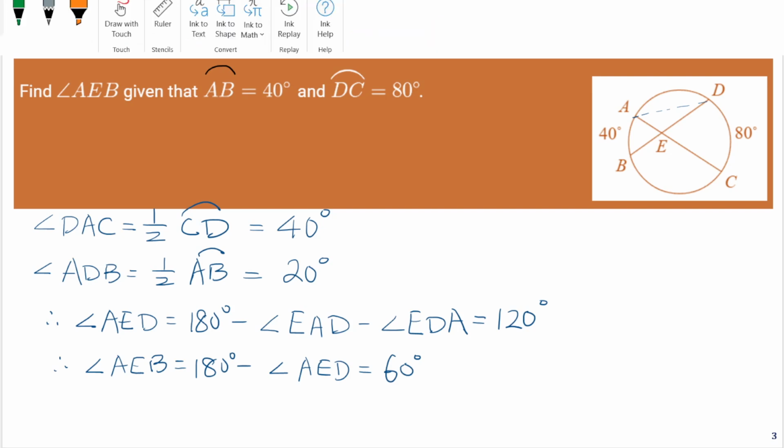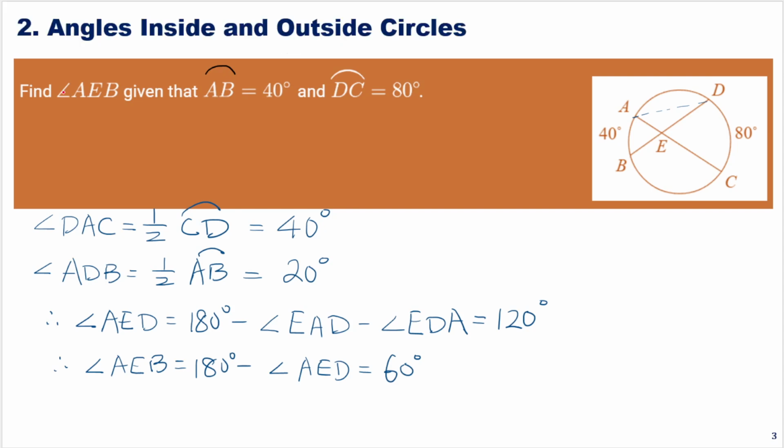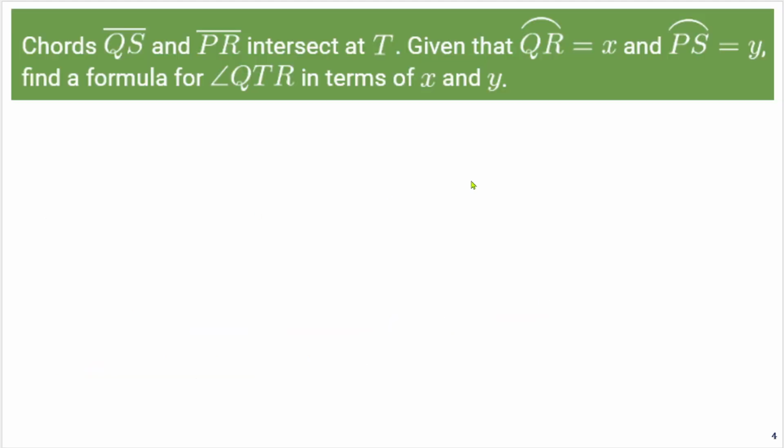Okay, so let me ask you another example. Suppose the measure of arc AB is x and the measure of arc CD is y. Are you able to express this angle in terms of x and y? That's a connection of that angle with the corresponding arcs AB and CD. So basically there's another question here.